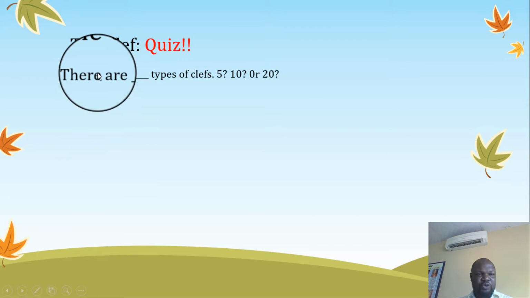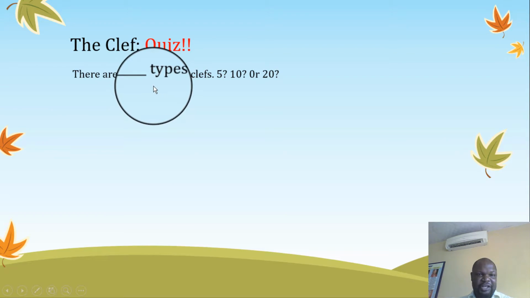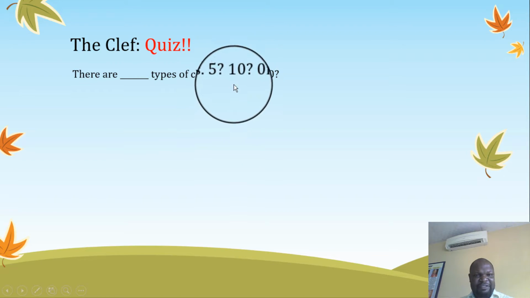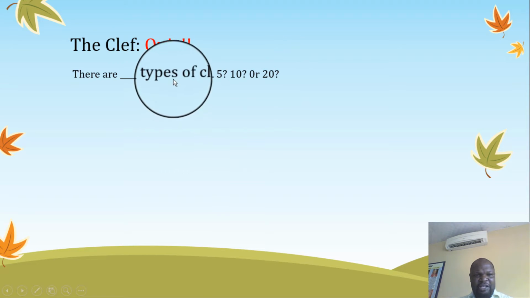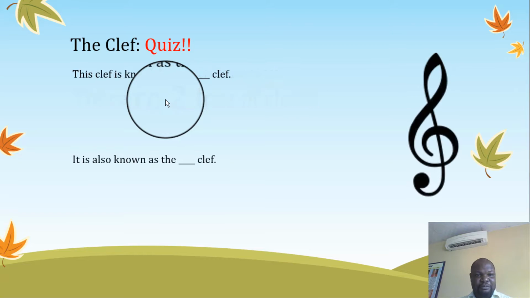So again, I have a quick quiz for us here, and this one says there are dash types of clefs. How many types? Do we have 5 types, or 10 types, or 20 types of clefs? There are 2 types of clefs, and it's that simple.